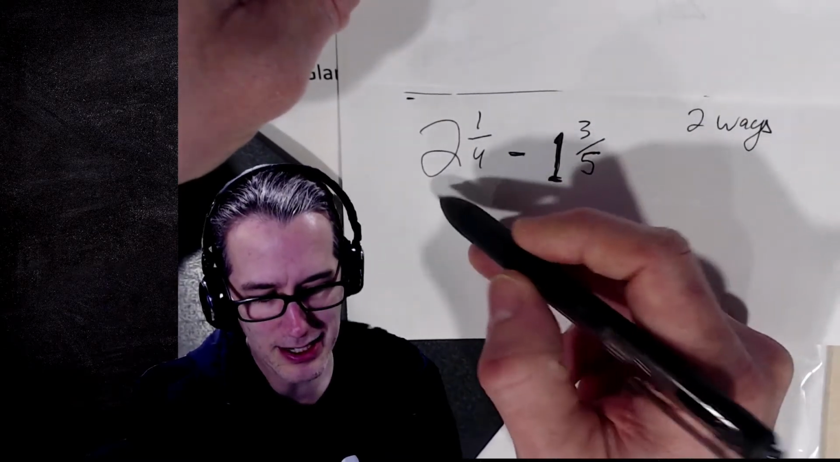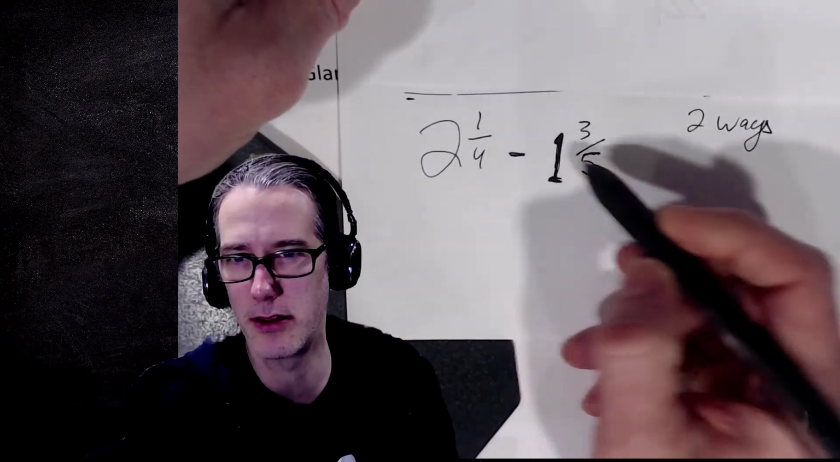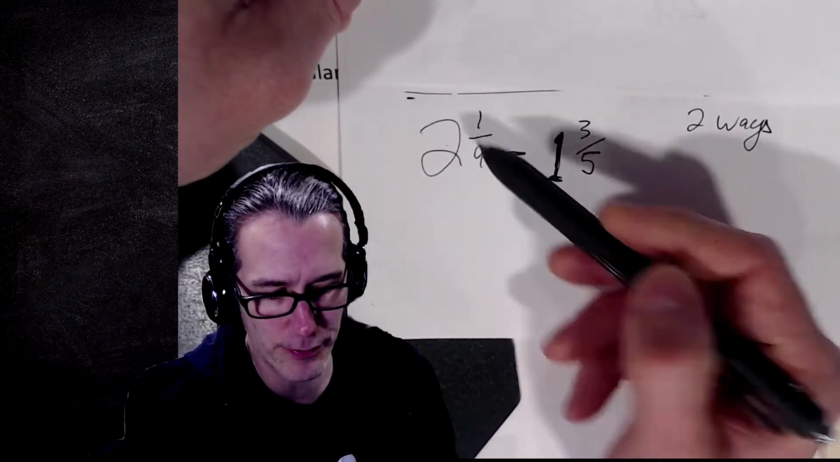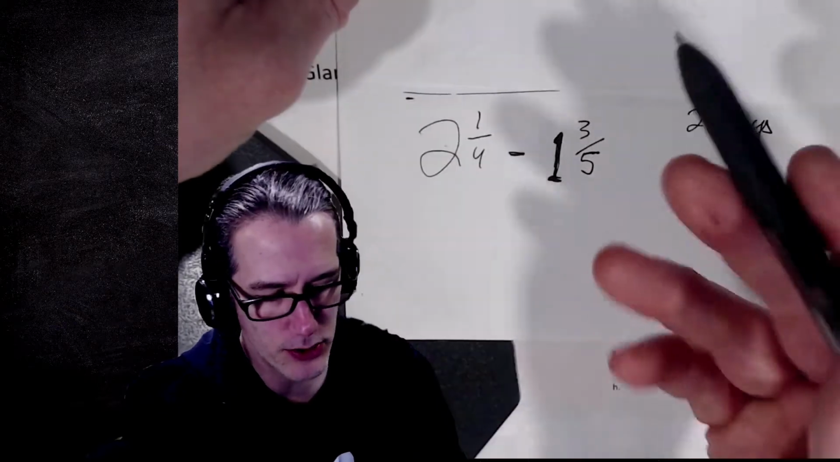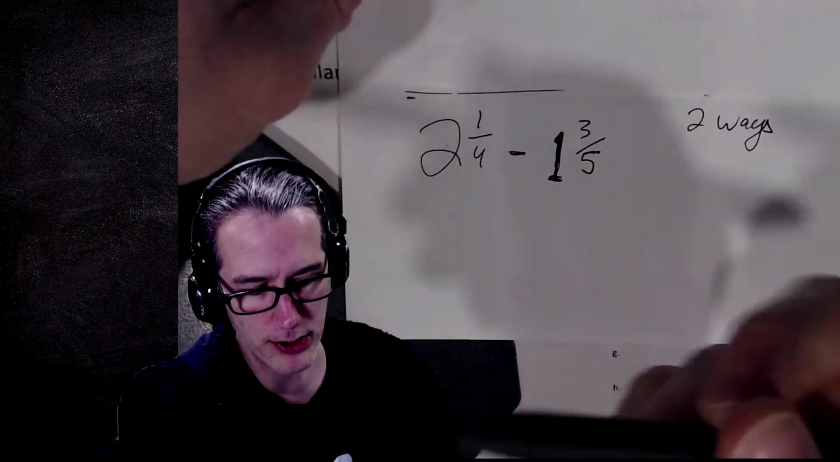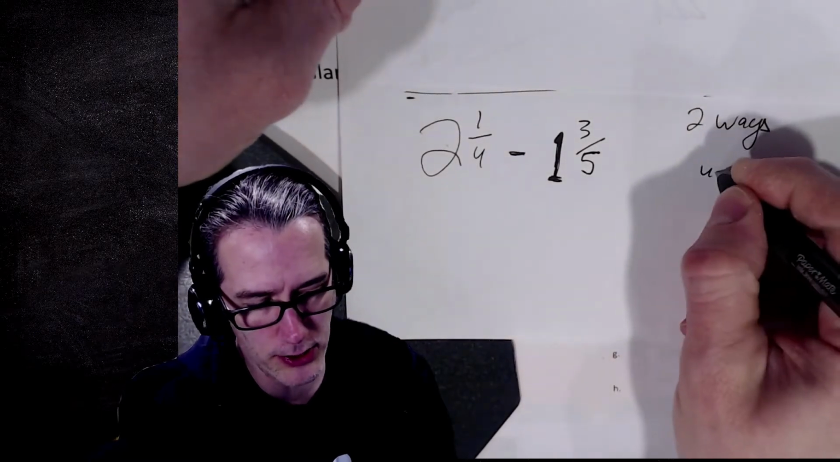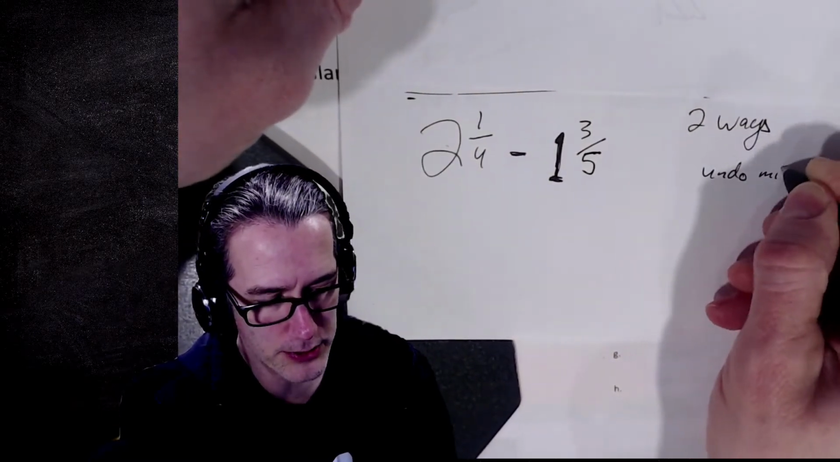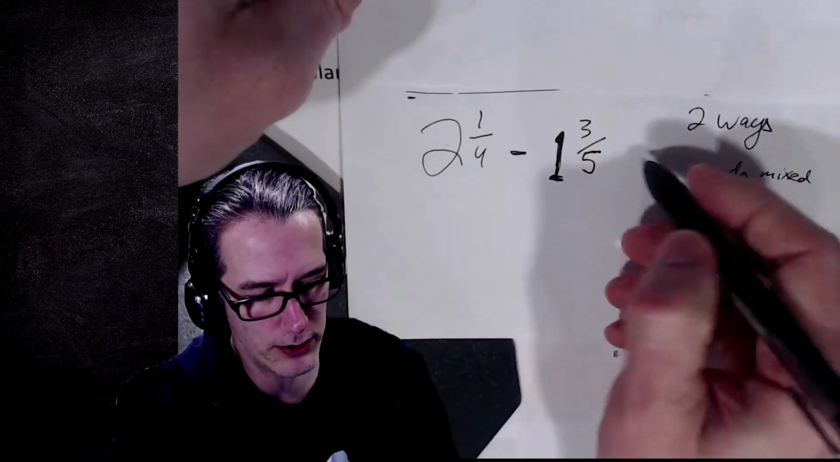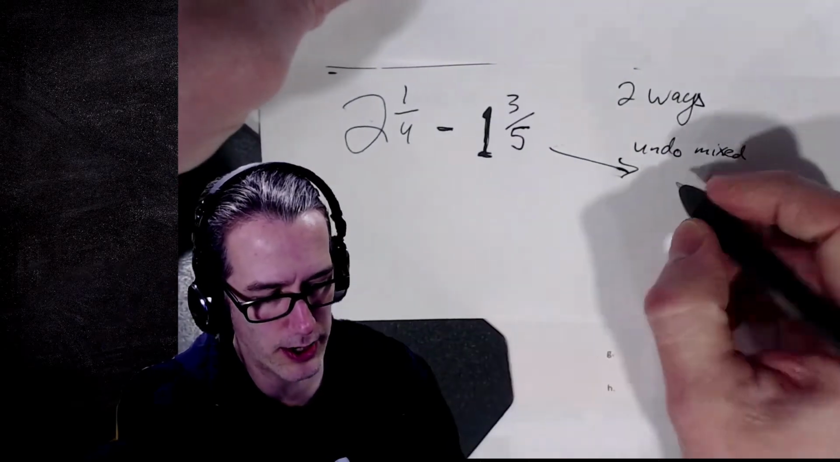Number one, because I've got them currently in the format that's called mixed fractions, so you've got whole numbers and fractions together, right? I could undo the mixed fractions and turn them into improper fractions. So that's one way to do it. I'm just going to show that here.